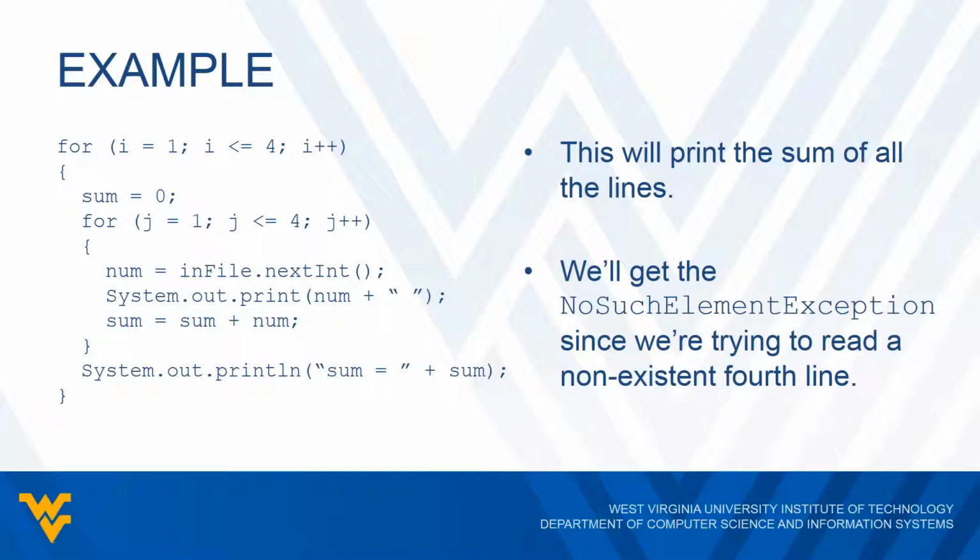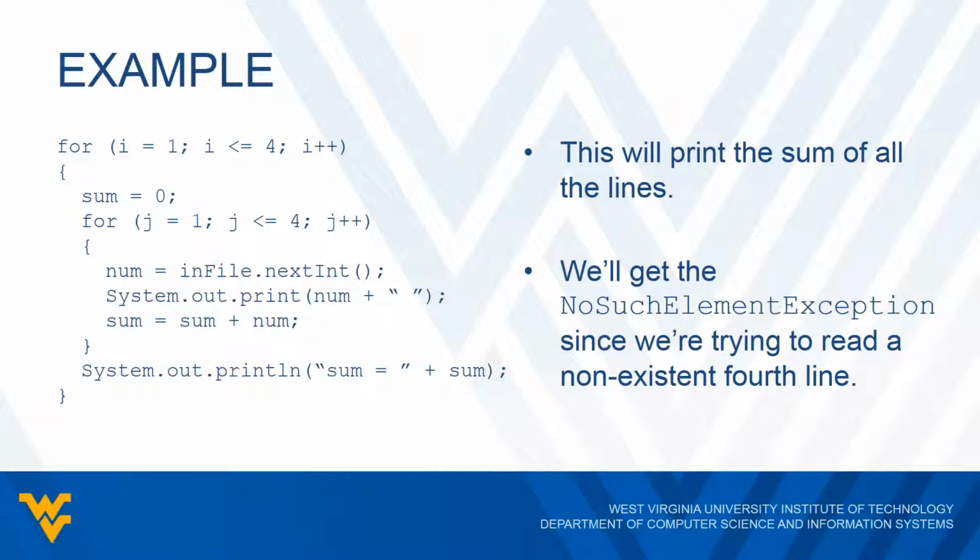But my claim here is that we're going to get what's called the no such element exception. Because what's going to happen is we're going to read a non-existent fourth line. We're going to read a value that's not existent in our file. So we're going to try to read more numbers than we really have. Take a minute to see if you can figure out what is actually causing this issue. If you need to, go ahead and pause the video and start it back up when you think you have the answer.